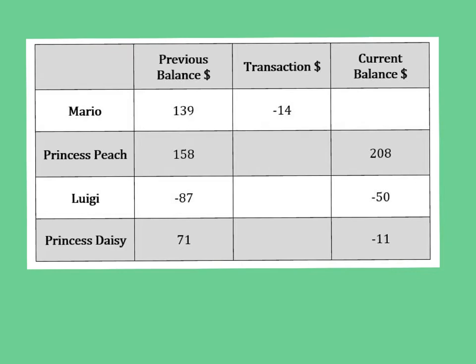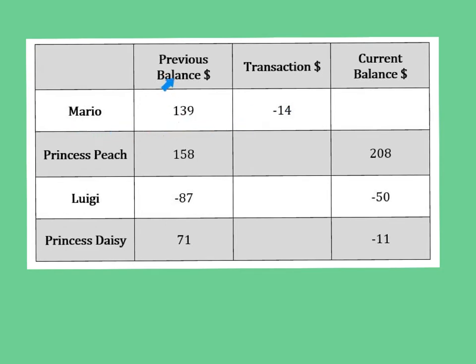So basically what we have here is the previous balance. This is how much money each of these people had in their account. The transaction is what they spent or what they added to their account. And then the current balance will be their final balance, or how much money they have in their account after they either added or subtracted. So Mario is the first person we're going to take a look at.